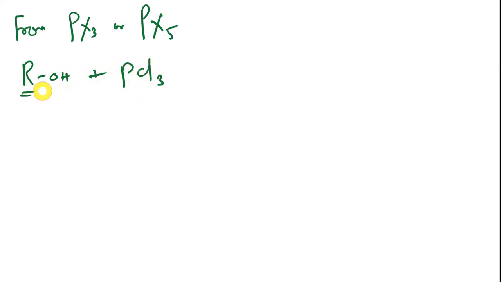Got it? Okay. Next, we can go for preparation from PCl5 or phosphorus trihalides or phosphorus pentahalides, that is, from PX3 or PX5. So let us have PCl3 here. ROH plus PCl3, right? So what happens? Obviously, we'll have RCl. What is remaining here? Plus OH. Here OH is there, and here PCl2 is there.